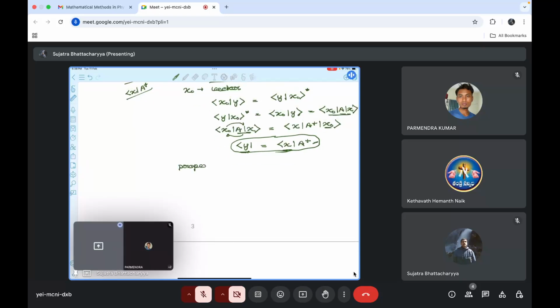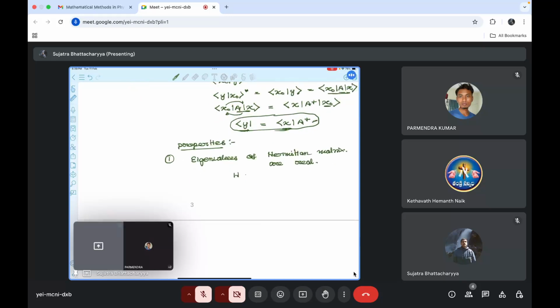Some properties I have already told you. Other properties let us mention one by one and see how we can prove it. So one is that the eigenvalues, as I was telling, of a Hermitian operator or Hermitian matrix are always real. Okay, so let's say that H is the Hermitian matrix.